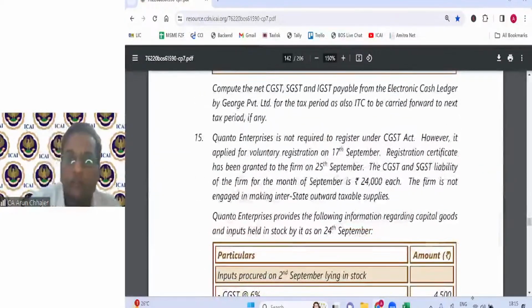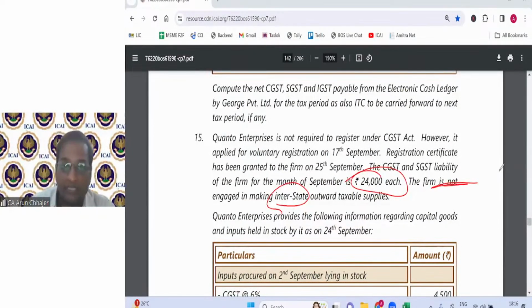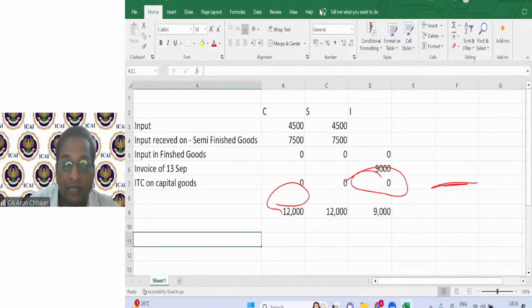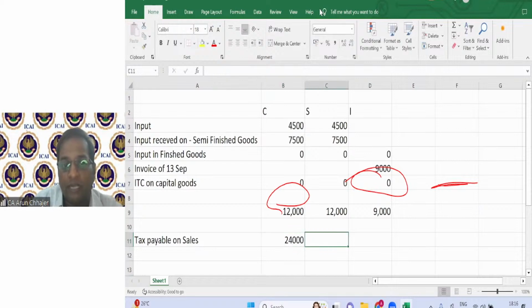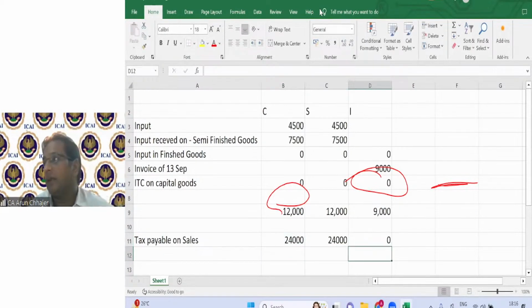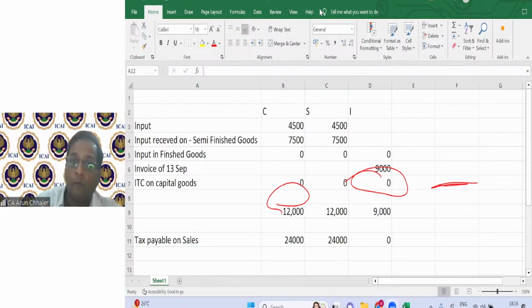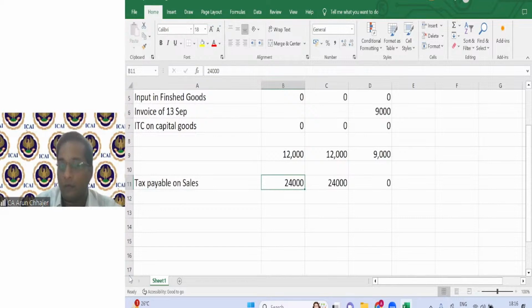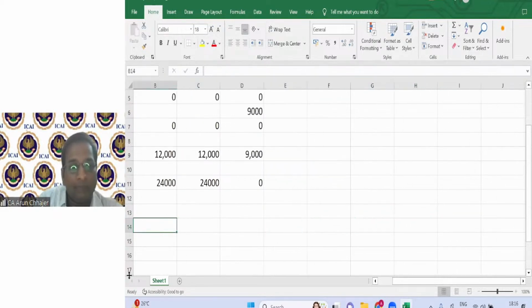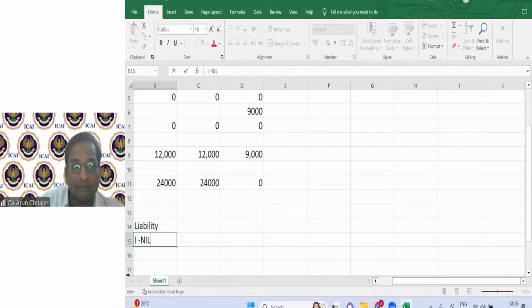Fine. What is the tax liability? So they are saying the tax liability is 24,000 each and only not interstate supply. Not interstate means I can say they are having the liability of CGST 24,000 and a similar amount of SGST would be there and no liability under IGST. Very simple. Now, this is the ITC. Okay, fine. You tell me if I have the tax liability. So same, I can make my own table. So the liability is IGST nil, CGST 24,000, SGST 24,000.